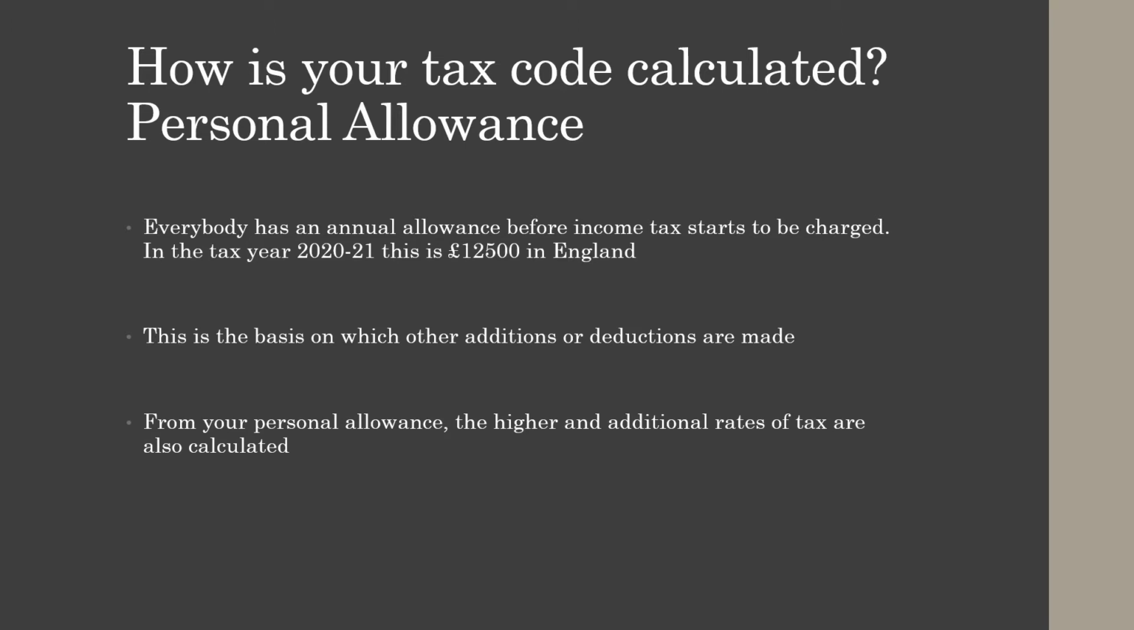Having identified what your tax code is and understanding what the numbers and letters mean, you then can start to work out how it's been calculated to see if you've been taxed correctly. Each tax year, everybody in the UK is granted an annual allowance before their income tax is started. In the current 2020 to 21 tax year, this is £12,500 in England. And this is the baseline on which other additions or deductions are made.